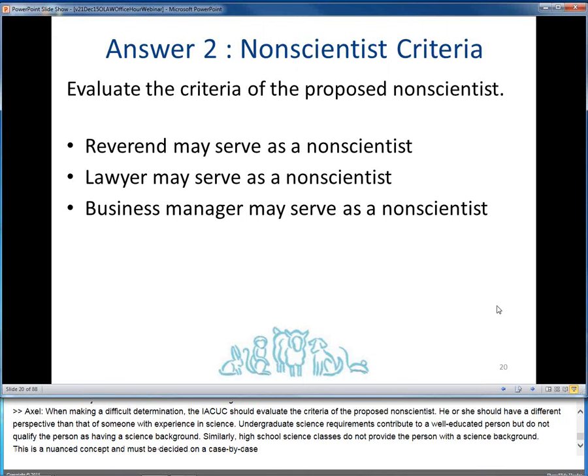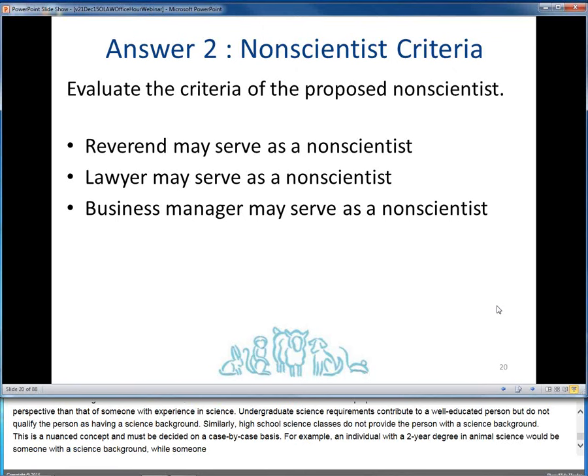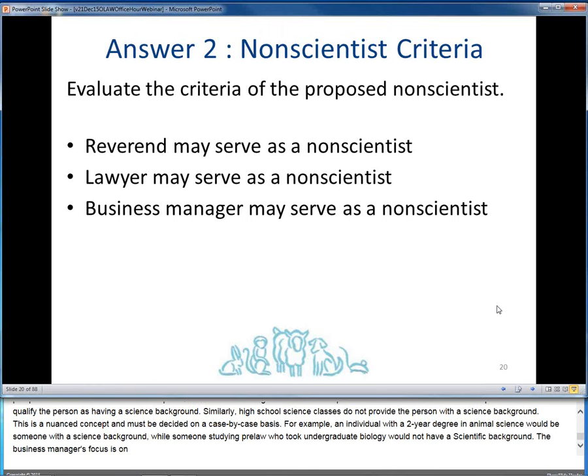For example, an individual with a 2-year degree in animal science would be someone with a science background, while someone studying pre-law who took undergraduate biology would not have a scientific background. The business manager's focus is on the budget. All of these individuals meet the criteria to serve as non-scientists.